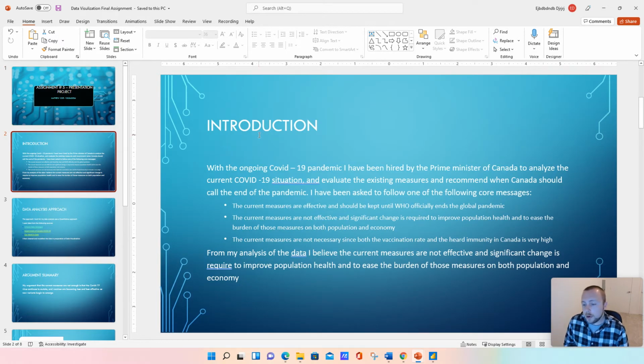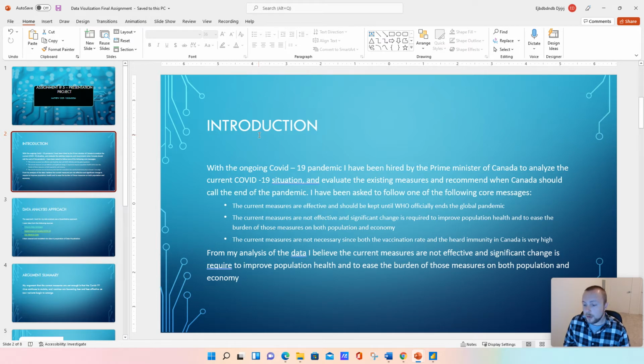So the purpose of this project is that I was hired by the Prime Minister of Canada as a consultant to analyze COVID-19 data to determine if the measures within Canada are effective, not effective, or we need to increase the measures. And the overall question is, when should we call the end of the pandemic?